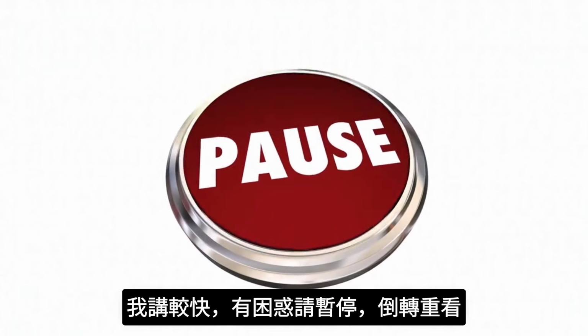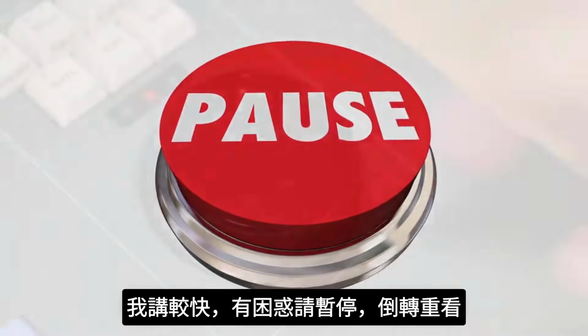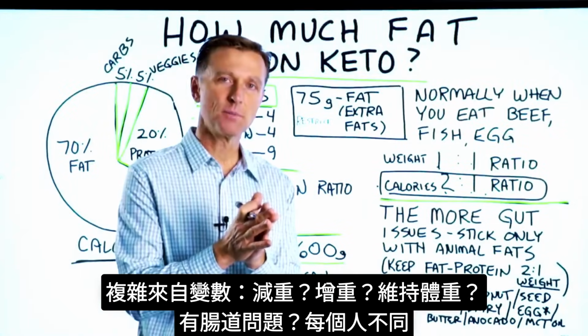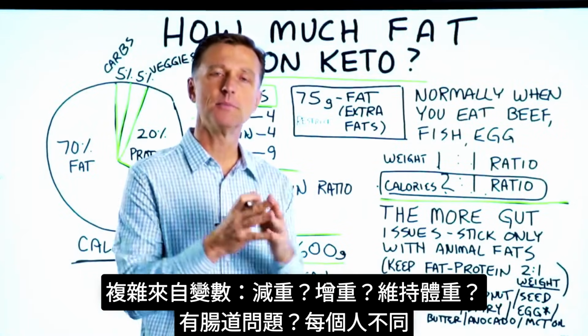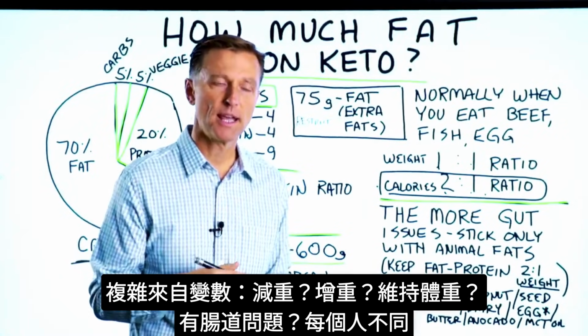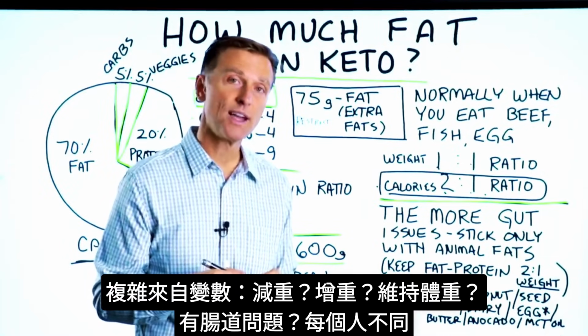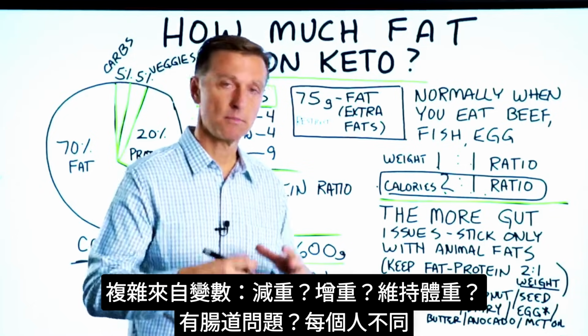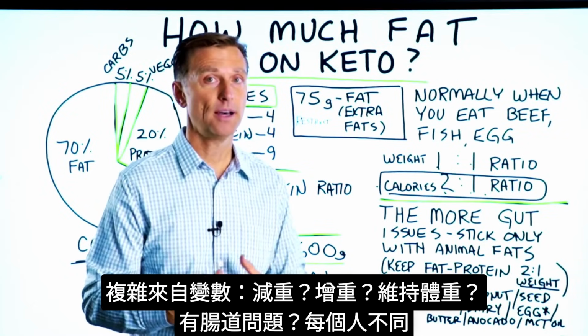So I want to pause here. If you are confused, back up, rewatch this because I went through things a bit fast. And the reason for some of these complexities is that you have some different variables you're trying to deal with. Some people want to lose weight, some people want to gain weight, some people want to maintain the weight, and some people have gut issues.